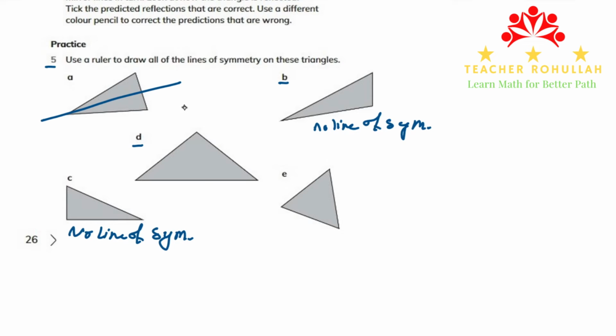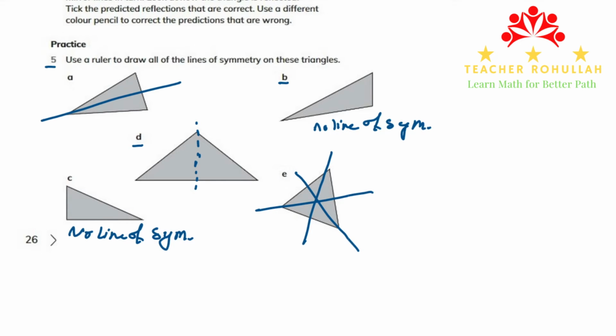But triangle D is an isosceles triangle. So it has got 1 line of symmetry, and it's here. The line of symmetry for this triangle is here. Triangle E is an equilateral triangle. So it has got 3 lines of symmetry. 1 here, 1 here, and 1 here. So it has got 3 lines of symmetry.